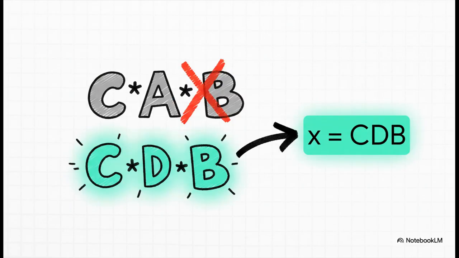And you know what that means? Since there was only one other possibility, we found our answer without even doing the second calculation. By process of elimination, the correct sequence must be CDB. The evidence is conclusive. Case cracked.